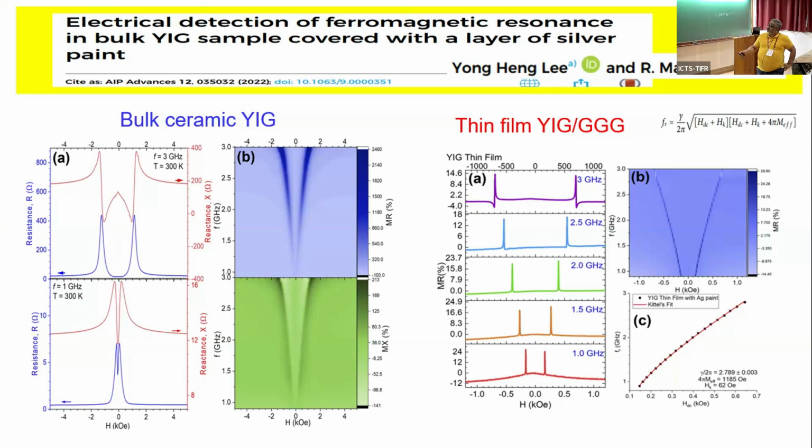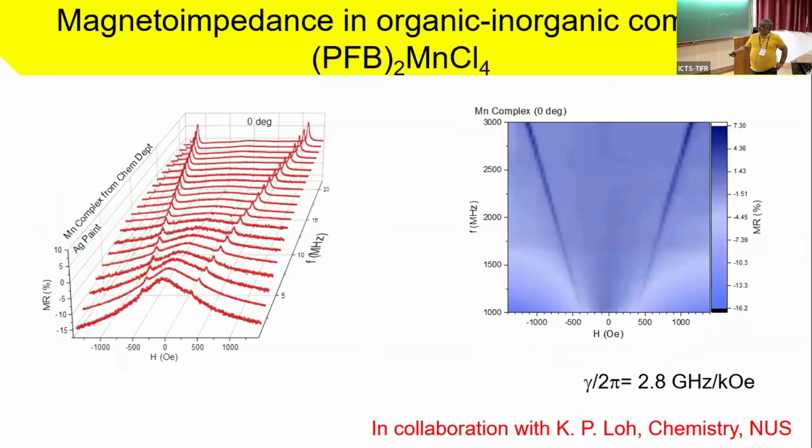You can see where this is the ferromagnetic oxides. We can nicely see the Kittel's behavior in the samples. Okay, let me skip this. The last slide is on a different compound. This is the inorganic-organic complex.